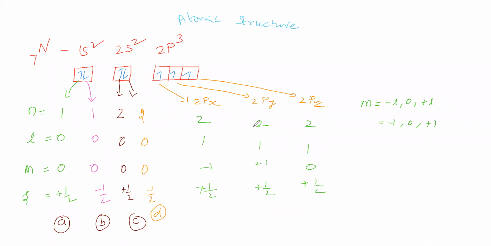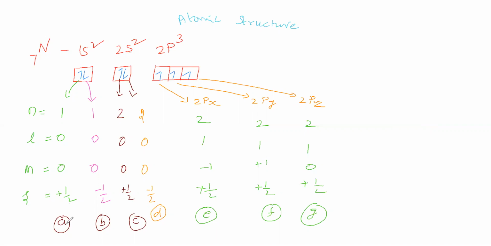Now you see that for these three electrons, 2px, 2py, 2pz, the magnetic quantum number is different, one quantum number is different. Now we came to know that. Now we will take the other electrons as E, F, G, like this. Now let us compare the quantum numbers.